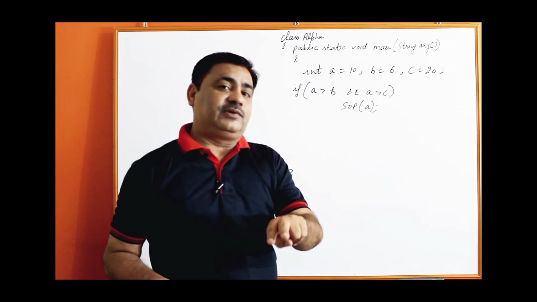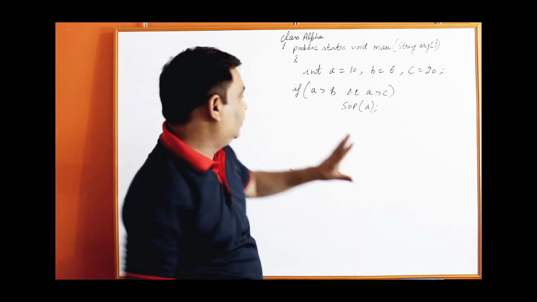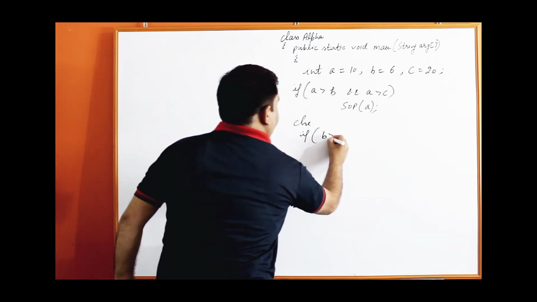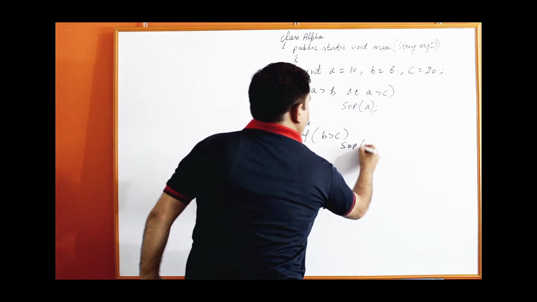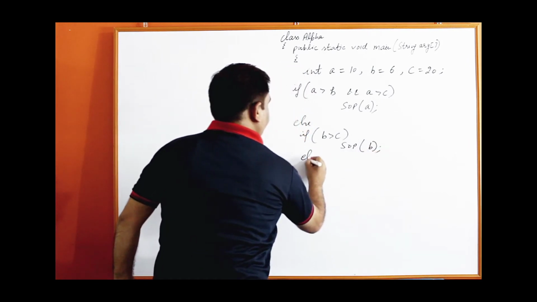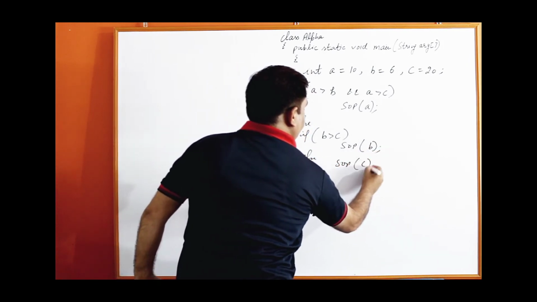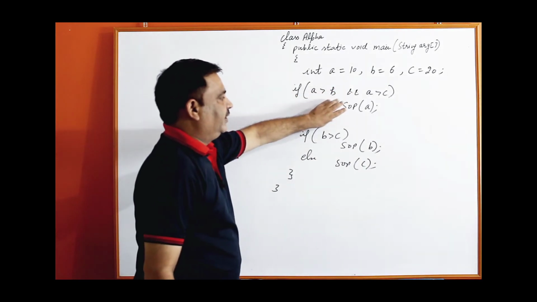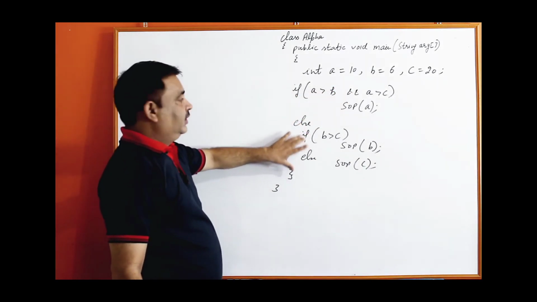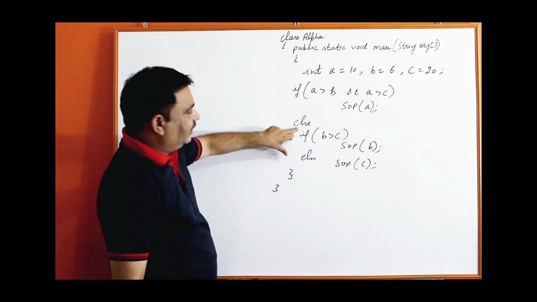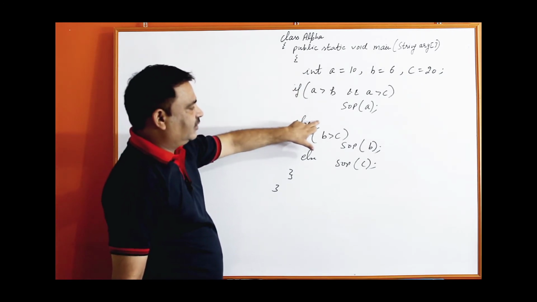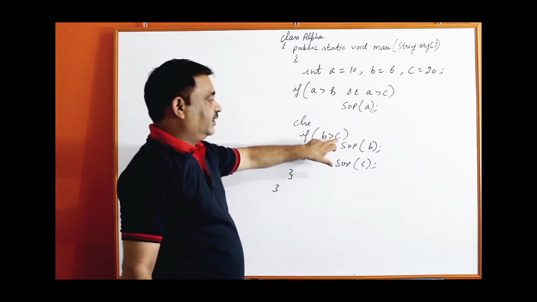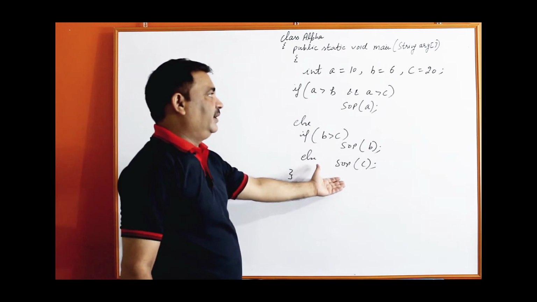So it means the greatest is out of either B or C. In the else block, just compare: if B is greater than C, then print B, else print C. If the condition is true, A will be printed and this else will not execute. If the condition is false, only then control will come here. You can also write else if here, else if B is greater than C, then B will be printed, otherwise finally C will be printed.